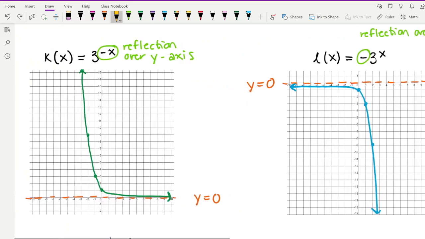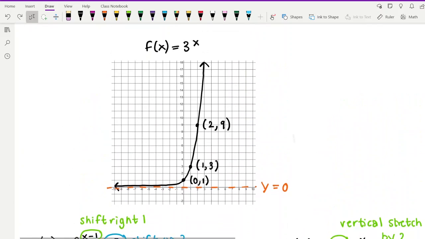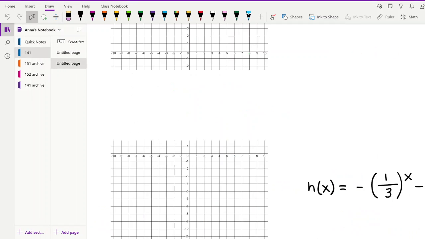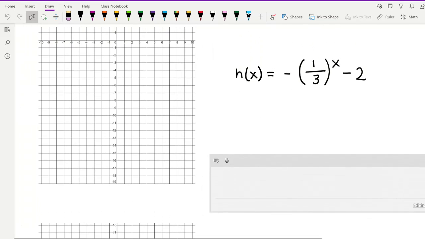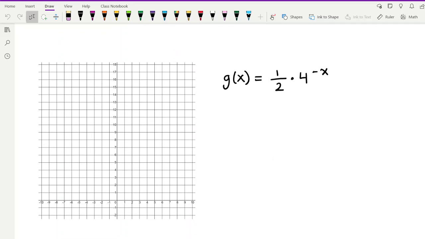Okay, we're going to do just a couple more examples. So these were all different transformations of 3 to the x. We're now just going to do a couple more that are transformations of different exponential functions, just to get a little bit more practice. So the first example we're going to be looking at is 1/2 times 4 to the negative x. So we're going to have to apply multiple transformations to this.